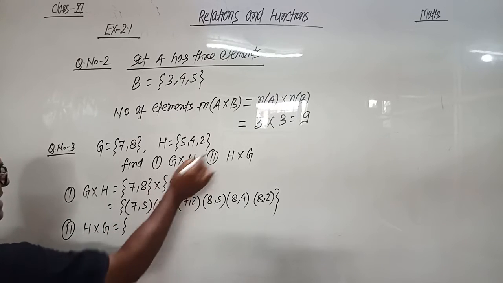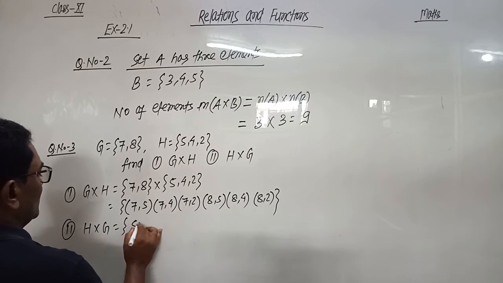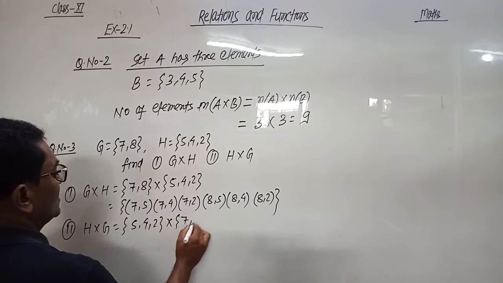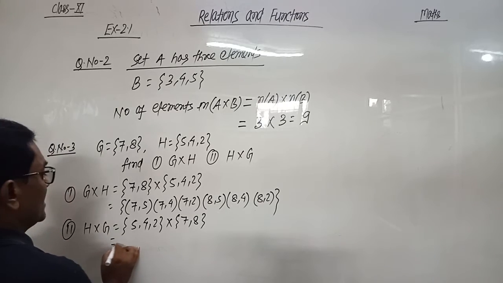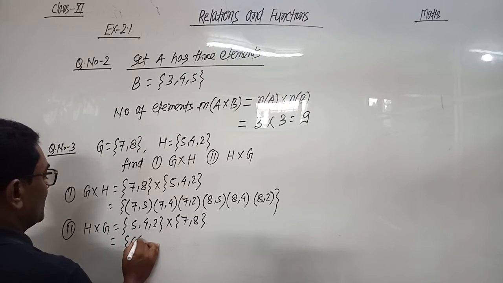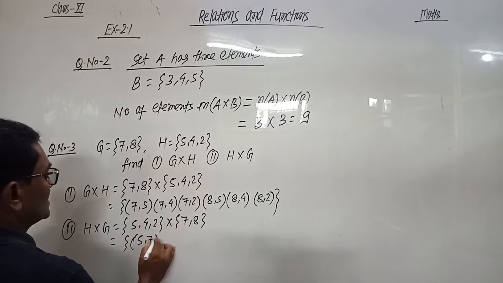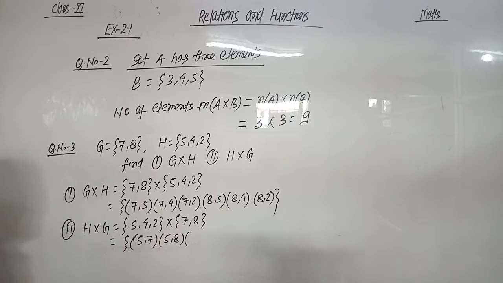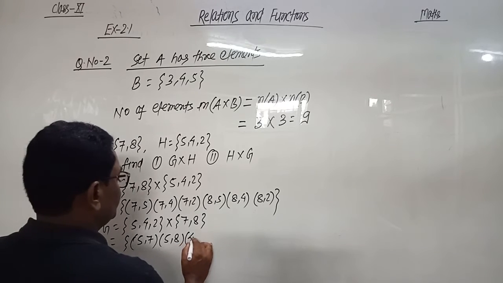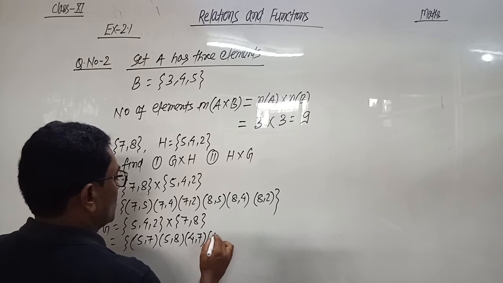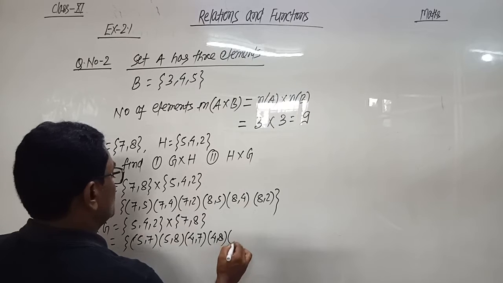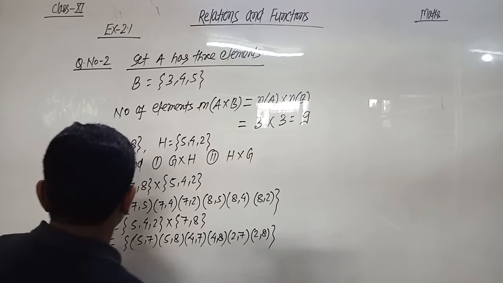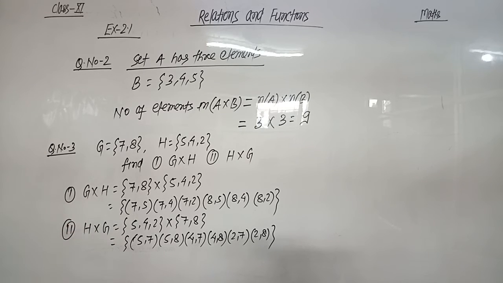Now we have to calculate H cross G. Firstly we write the elements of H, which is {5, 4, 2}, cross G. The elements of set G are 7, 8. So we write in ordered pairs: (5, 7), (5, 8), then (4, 7), (4, 8), (2, 7) and (2, 8). So this is H cross G and this is G cross H.